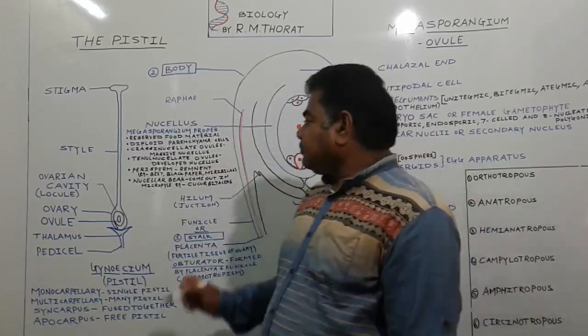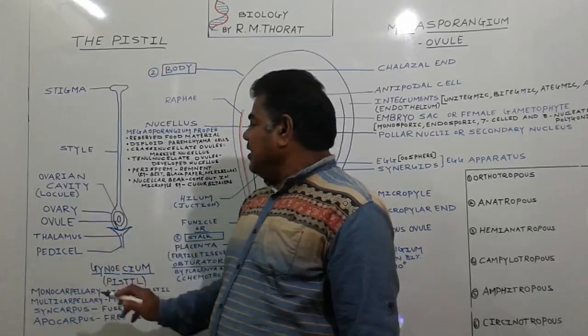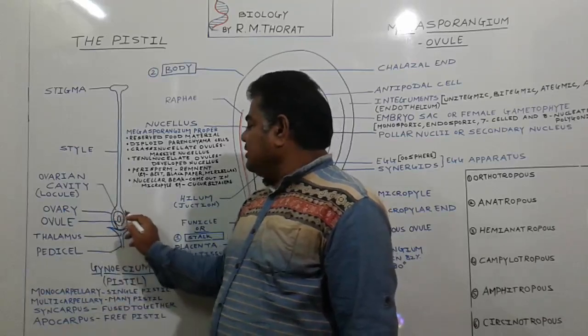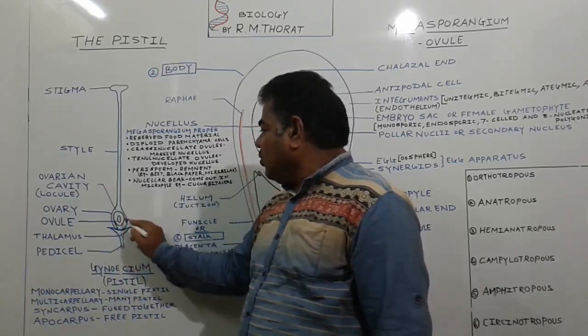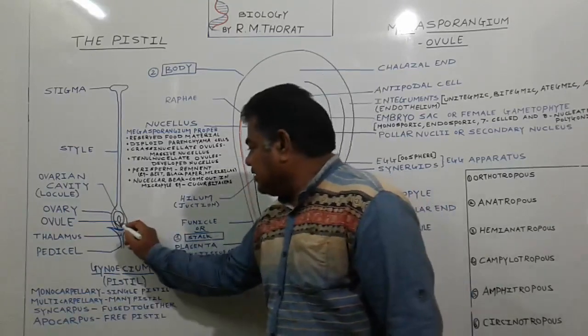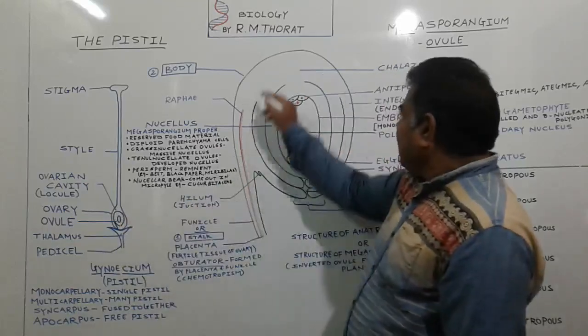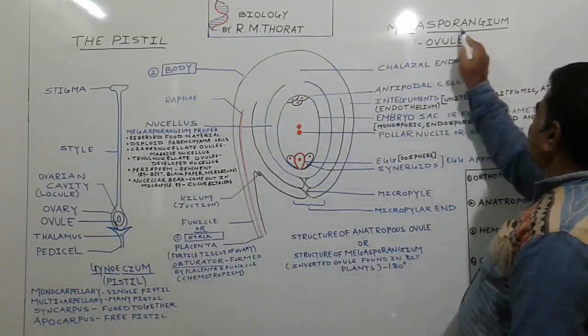Now see here, this is a gynoecium. It consists of stigma, style, and this ovary. Inside the ovary this ovarian cavity or locule is present, and inside this ovary this structure is present. This structure we call an ovule. This ovule we call a megasporangium.